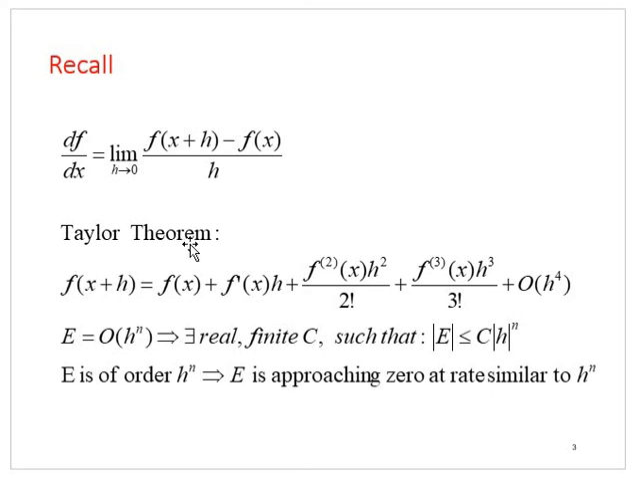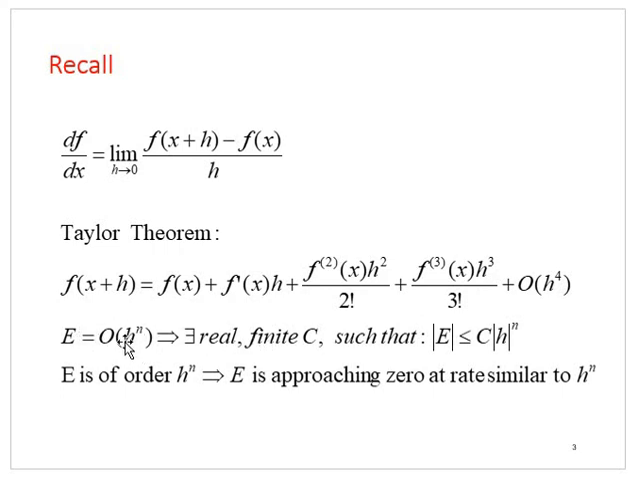Using the Taylor series theorem, you have f of x plus h equals f of x plus f prime of x h plus f double prime of x h squared over 2 factorial plus f triple prime of x h cubed over 3 factorial plus and so on, where this O(h^4) represents the truncation error, where we terminate our series.